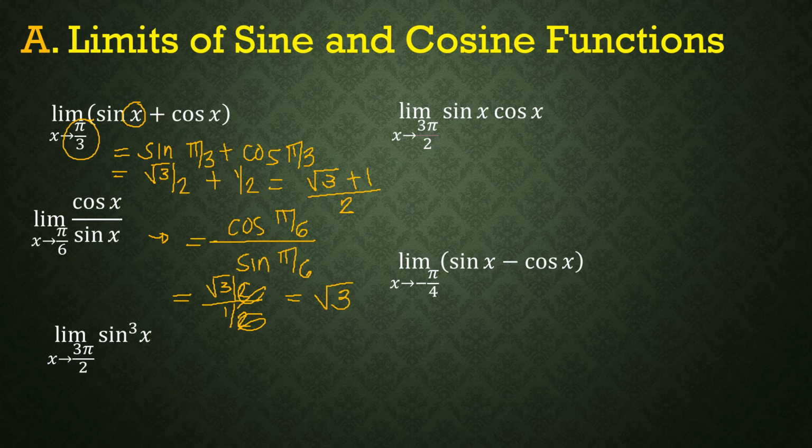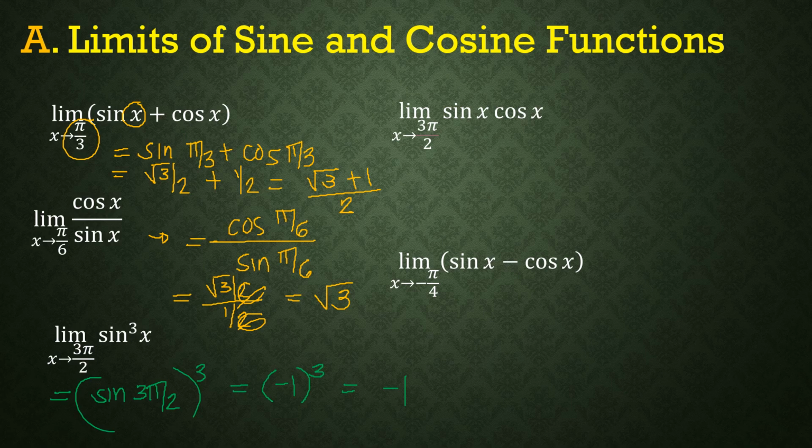Next, we have the cube of sine x. Let x be 3 pi over 2. So we have sine 3 pi over 2, cube of that. And sine 3 pi over 2 is -1. So we have -1 quantity raised to 3. The answer is -1.